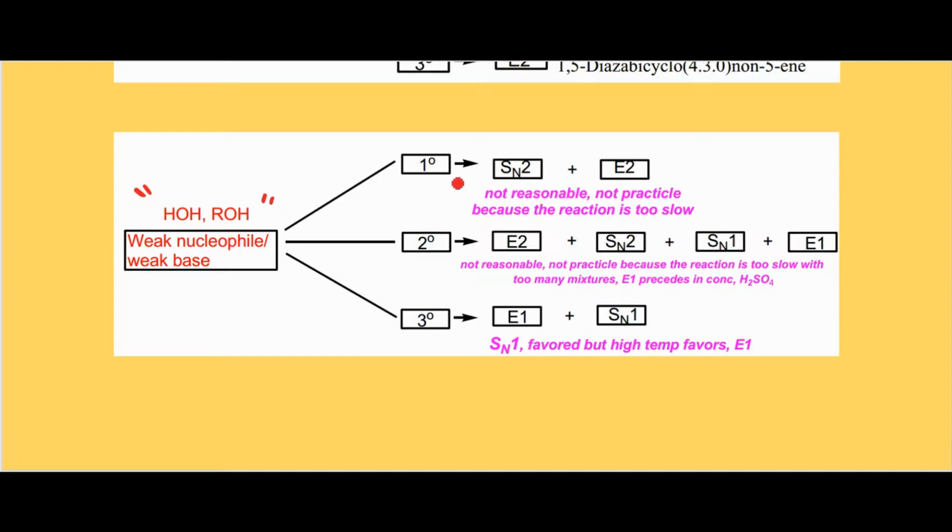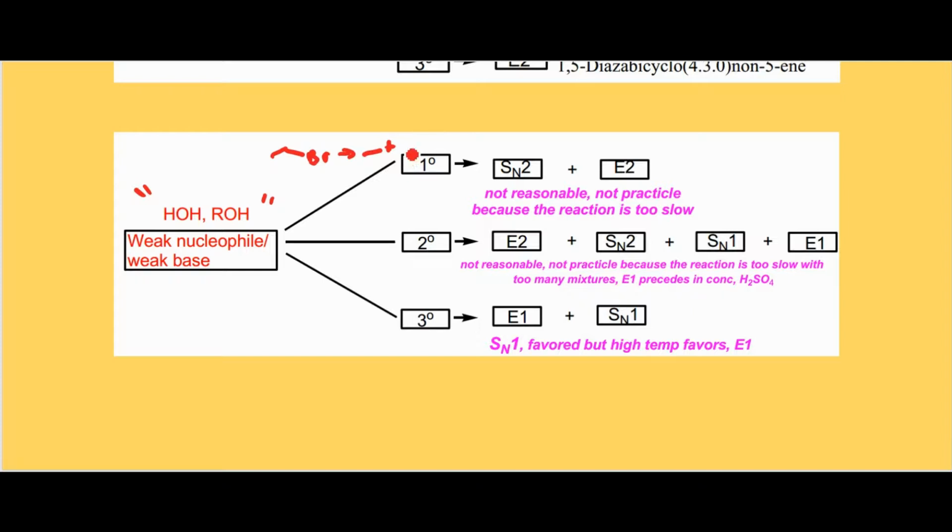Now, why are you not going to see any E1 or SN1 with the primary substrate? The reason is that if you have a primary substrate, say like this, it's going to give you a primary carbocation, and primary carbocations are not stable. E1 and SN1 always go through formation of a carbocation. You have to form the carbocation.